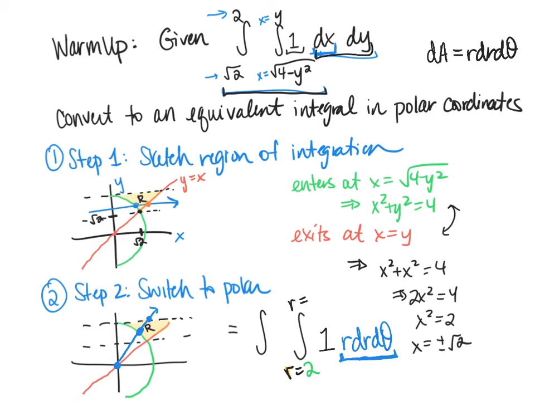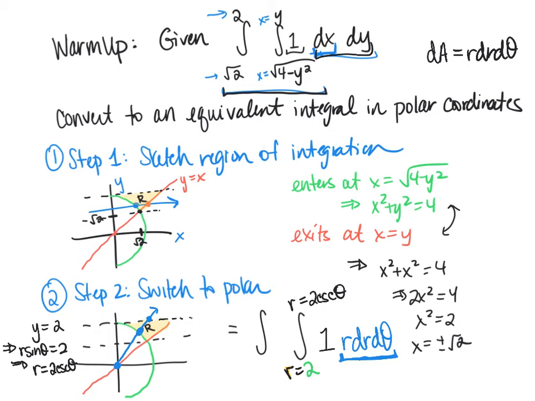And so let's look at what this line is. This is the line y is equal to 2. And I need to write that in terms of r. We know y is r sine theta. And so that tells me that r is going to be 2 cosecant theta. That'll be my top bound.